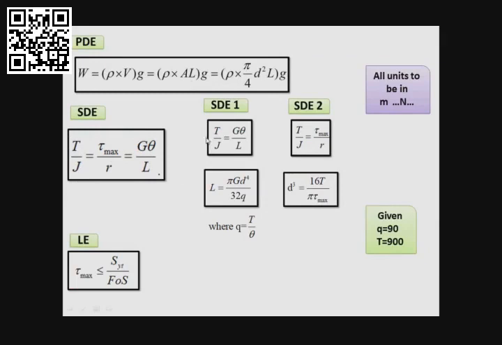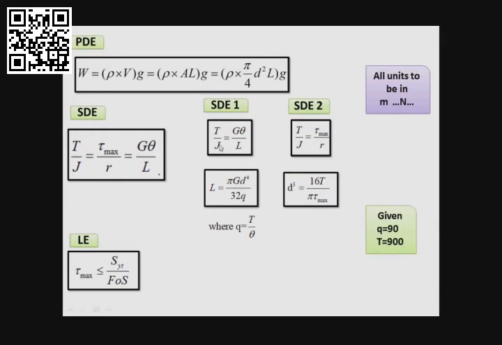So this is derived. If you consider T by J is equal to G theta by L, and next is T by J equal to tau max by R. Here T is torque, J is polar moment of inertia, tau max is maximum allowable stress, R is the radius of the shaft, G is modulus of rigidity of the shaft, theta is angle of twist, L is the length of the shaft.